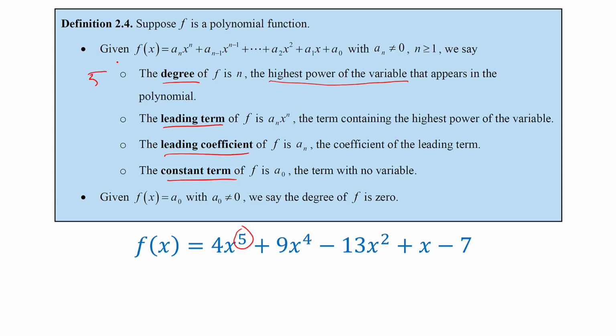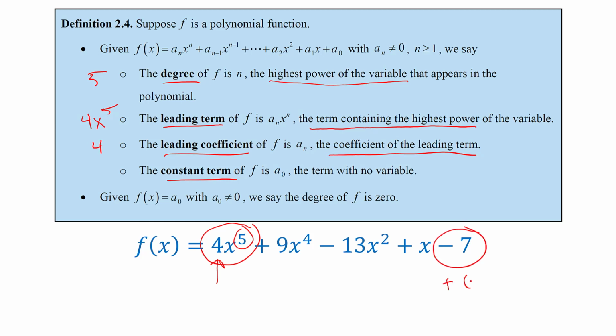The leading term of f is the term containing the highest power, so we just grab 4x to the fifth as our leading term, and then we look for the leading coefficient, which is the coefficient of the leading term. We can see right here that that's 4. Finally, the constant term is the term with no variable. So we can see that the negative 7 here at the end, this would be like plus negative 7. There is no variable with the negative 7, and so our constant term here would be negative 7.